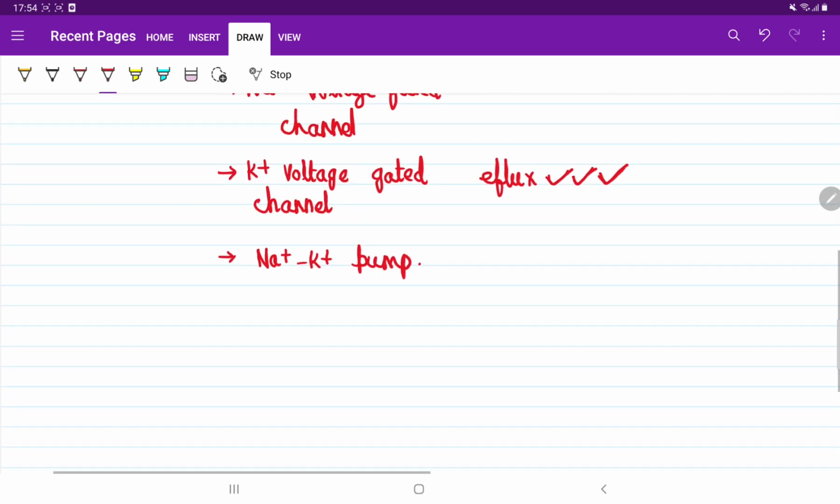The sodium potassium pump is working. Is it active or inactive? Yes, it's active. Fine.